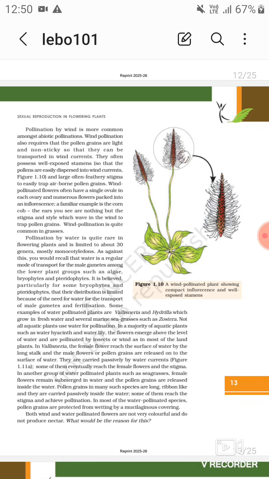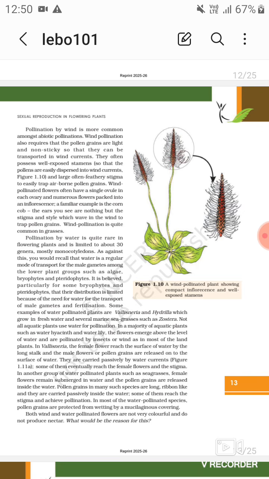So, a well exposed stamen so that the pollen grains are easily dispersed into wind currents, and a large, often feathery stigma. Stigma is the part where pollen gets trapped and germinates. So it has a large, often feathery stigma to easily trap airborne pollen grains.